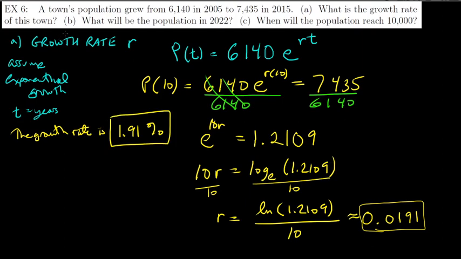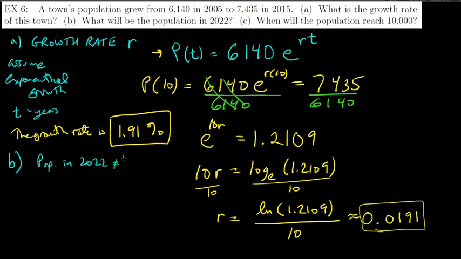All right, part B. What will be the population in the year 2022? So it's only a couple of years away, but 2022. So what's the population going to be then? According to this model, it should say according to this exponential growth model here. Okay, so for part B, we want the population in 2022.